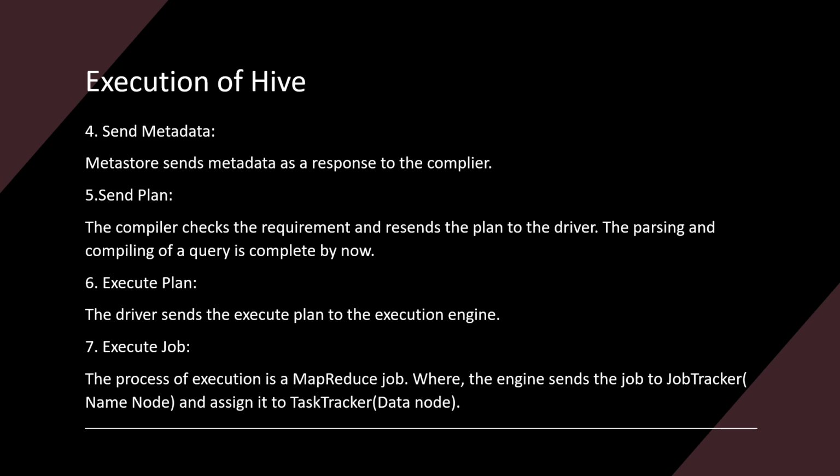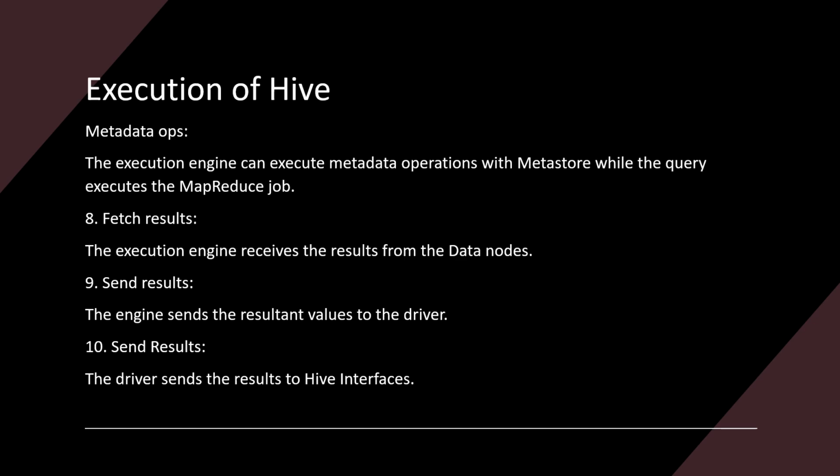Now the query needs to be executed, so the driver sends the execute plan to the execution engine, where the process of execution is a MapReduce job. Here the engine sends the job to the job tracker, which is the name node, and assigns it to the task tracker node, which is a data node. After this step, the execution engine can execute metadata operations with the metastore while the query executes a MapReduce job.